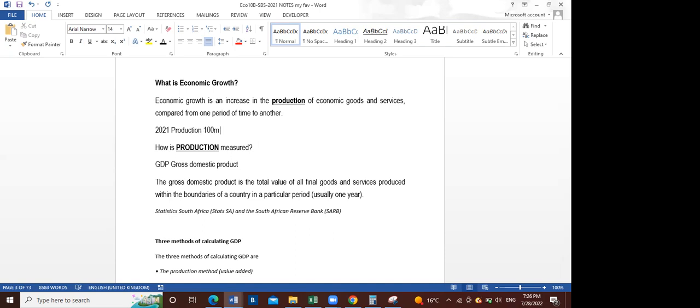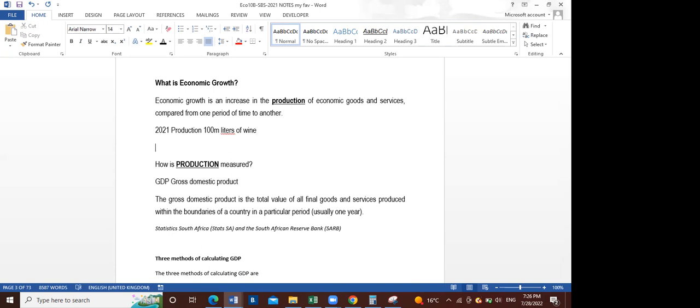So in 2021, production was 100 million liters of wine. In 2022, you are told that production is 102 million liters of wine. So from this you can see that there is economic growth, from the fact that in 2021 there was only 100 million liters of wine that has been produced, and in 2022 there is 102 million liters of wine that has been produced.